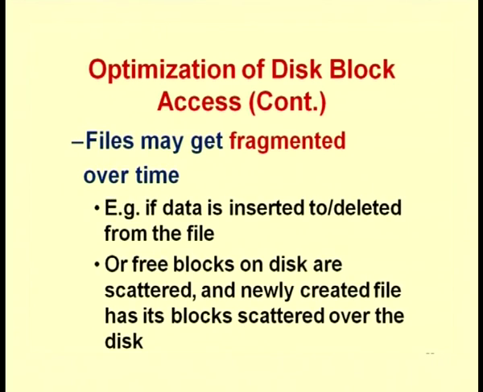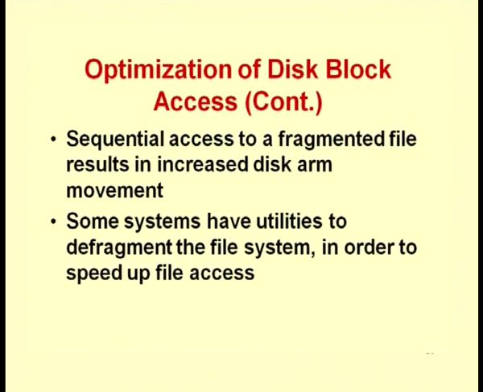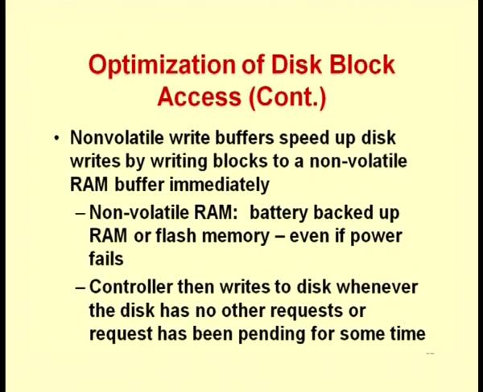And sometimes files may get fragmented over time. For example, if data is inserted or deleted from a file, or free blocks, we have already seen how it can be segmented. Sequential access to a fragmented file results in increased disk arm movement, because you will have a lot of blocks. So, to speed up the file access, you have utilities to perform defragmentation.